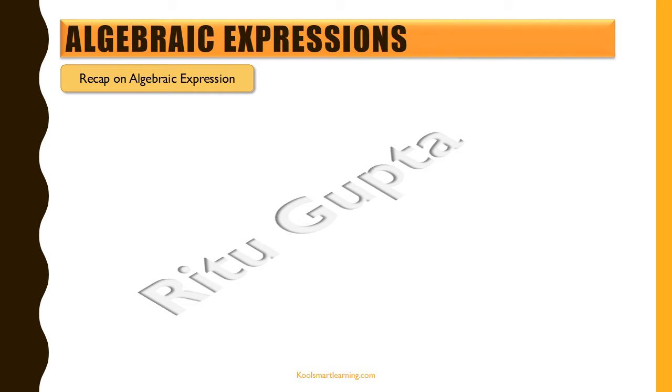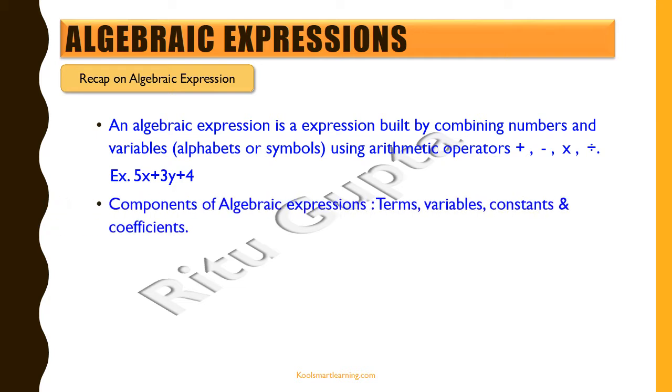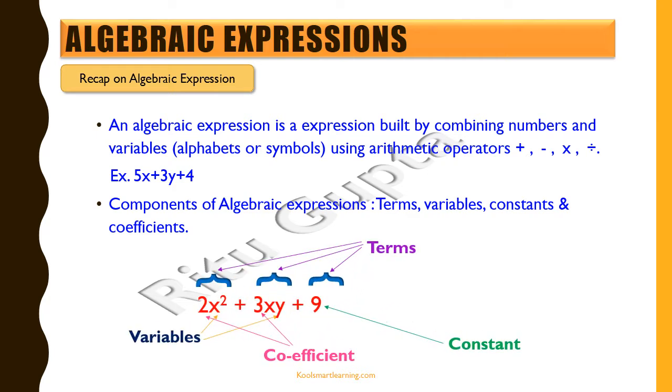So first is defining an algebraic expression as an expression which is built by combining numbers and variables, which could be in the form of alphabets and symbols, using arithmetic operators. The example is 5x plus 3y plus 4. And the components of algebraic expressions are terms, variables, constants, and coefficients. So an example, 2x squared plus 3xy plus 9, we see that there are three terms. We have 9 as the constant term, we have two coefficients and two variables x and y.